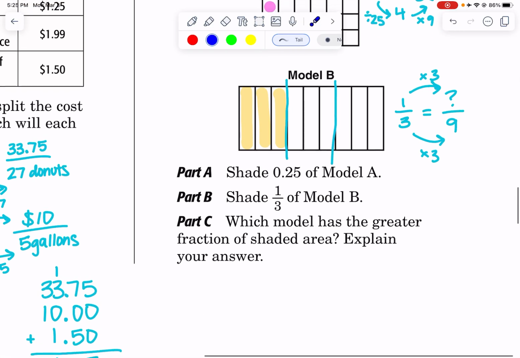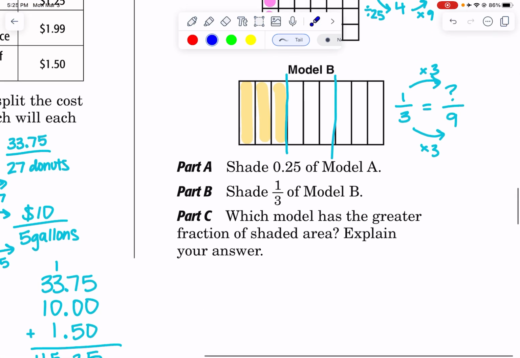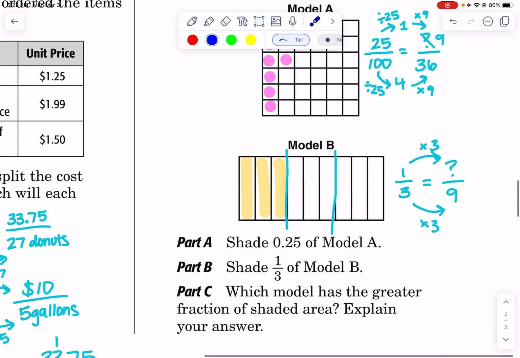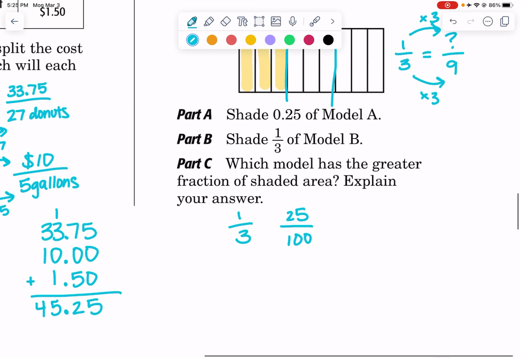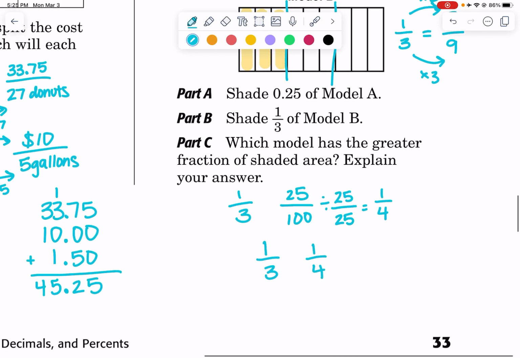Part C, which model has the greater fraction of shaded area? Explain your answer. So we're comparing 1/3 to 25 hundredths. Well, I simplified 25 hundredths kind of. I divided the top and bottom by 25. That simplified it to 1/4. So what's greater, 1/3 or 1/4? Well, let's think about it.